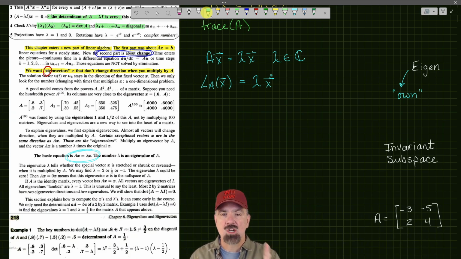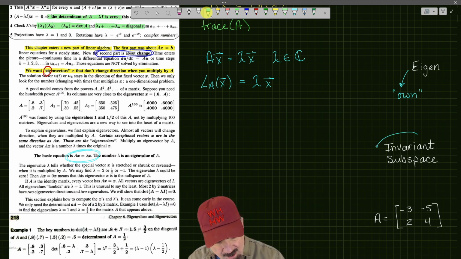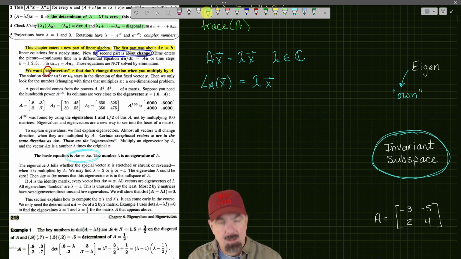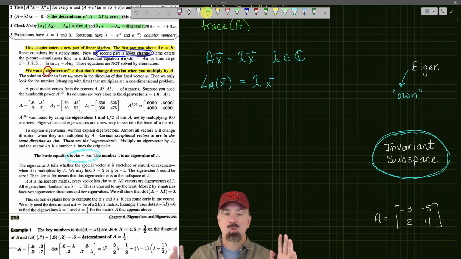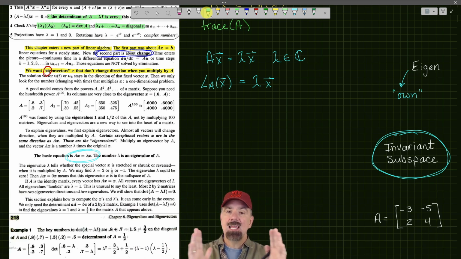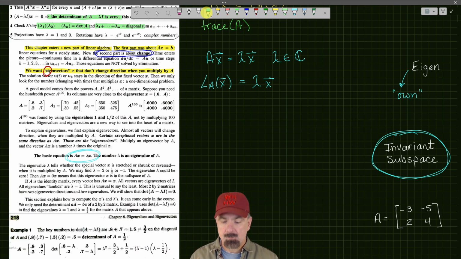Eigenvectors are the directions of invariant subspaces. The subspaces that exist where when I apply A, I stay in the same one-dimensional subspace. They can be two-dimensional. I'll show you an example, I think, next time where we talk about two-dimensional subspaces. But this is what the concept of eigenvectors is all about. And eigenvalues is just a scaling. It's a scaling in that particular direction.